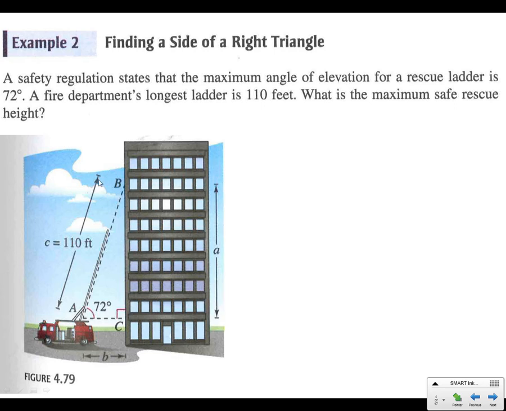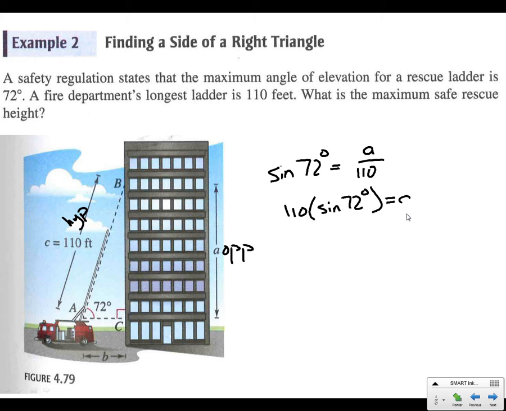All right, so we've got a situation here where we've got a ladder that's 110 feet long. We've got an angle of 72 degrees. This is an angle of elevation. Okay? And we want to figure out to what height we can get up to the building and reach with our ladder. So we're looking for an opposite side. We have a hypotenuse, and so that's a sine problem. Let's set it up. Sine of 72 is opposite over hypotenuse. Let's get A by itself by multiplying both sides by 110. And plug it into your calculator.